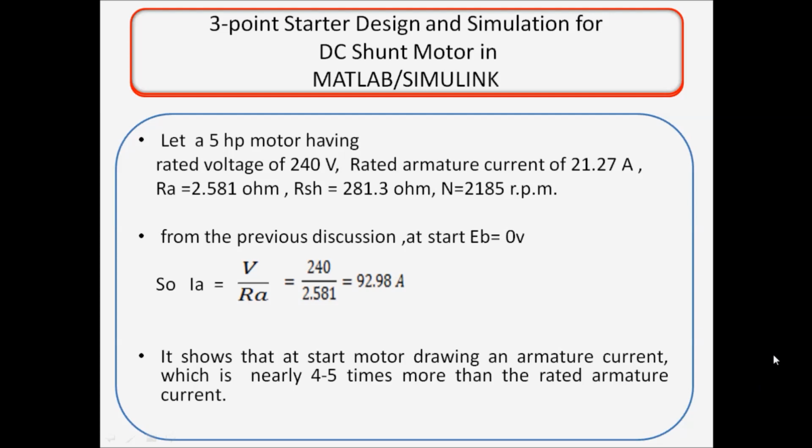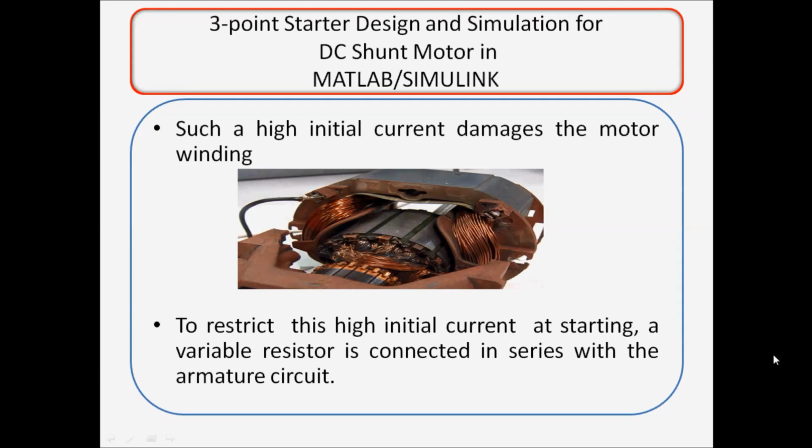What is the effect on the motor of this high initial current? This high initial current damages the motor winding. So we have to limit this high initial current at the time of starting. For this, we have to add a variable resistor called a starting resistor in series with the armature circuit. Next we will see how the variable resistor limits high initial current and how to calculate each resistor value of the starter.